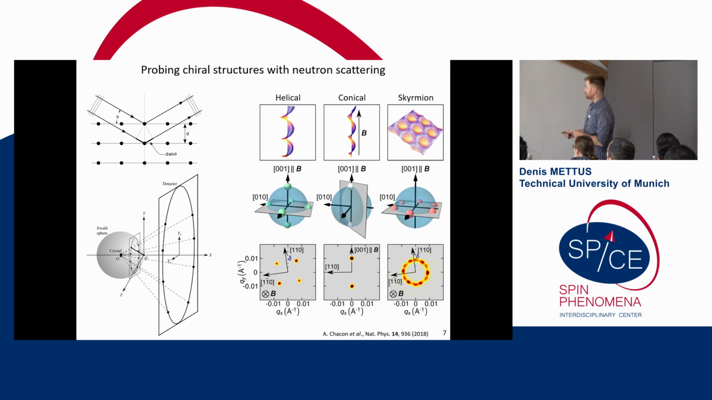As you may notice here, actually, we don't see the six-fold scattering pattern, but we see 12 spots, which in this measurement is due to the fact that you actually have two skyrmion domains and they're tilted from each other.